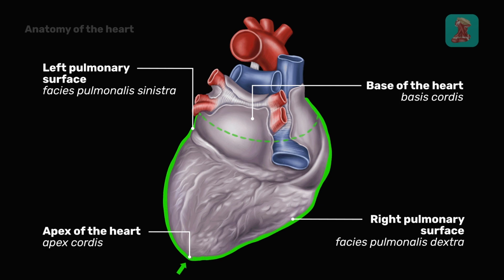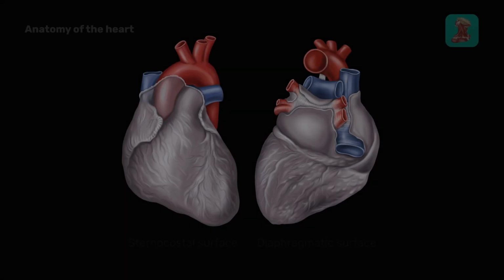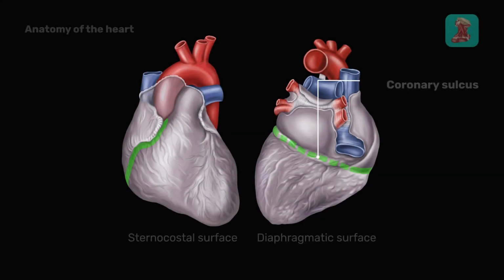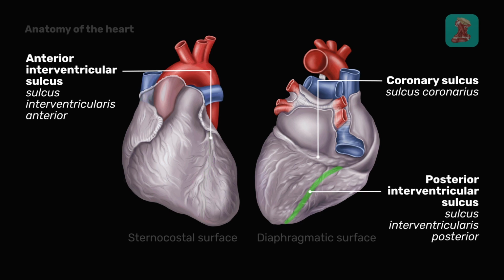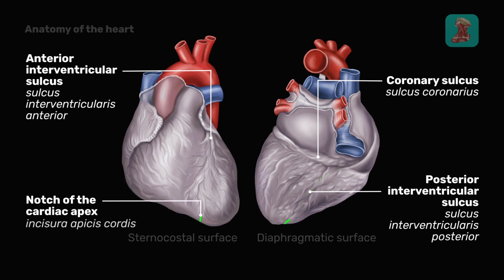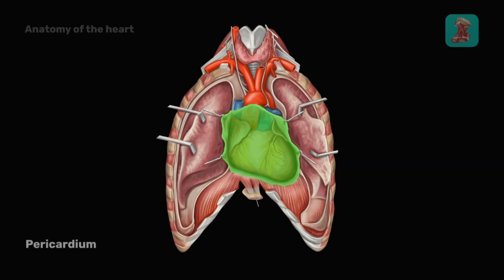There are depressions or sulci on the surfaces of the heart. The coronary sulcus, which is located between the atria and the ventricles. The anterior interventricular sulcus. The posterior or inferior interventricular sulcus. And the notch of the cardiac apex, which connects the anterior and posterior interventricular sulci between each other. On the outside, the heart is covered with the so-called pericardium.